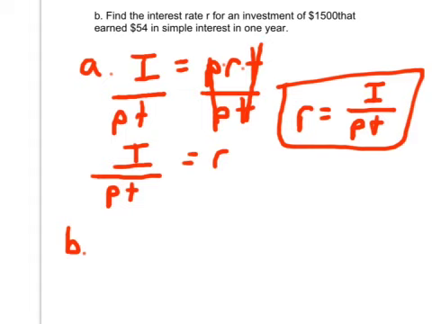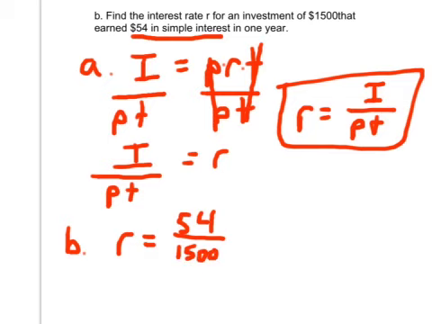Now I'm finding the interest rate, so I'm trying to figure out what R is. That's the whole purpose of rewriting these formulas. For an investment of $1,500 that earned $54 simple interest in 1 year. Okay, so I'm trying to find my rate. My I is the simple interest I earned, so the 54 simple interest goes on top. Then I've got an investment of $1,500 times my time. My time was just 1 year though. Since my time is 1 year, I don't need to put times 1 on the bottom, but I'm going to because we're still learning this.